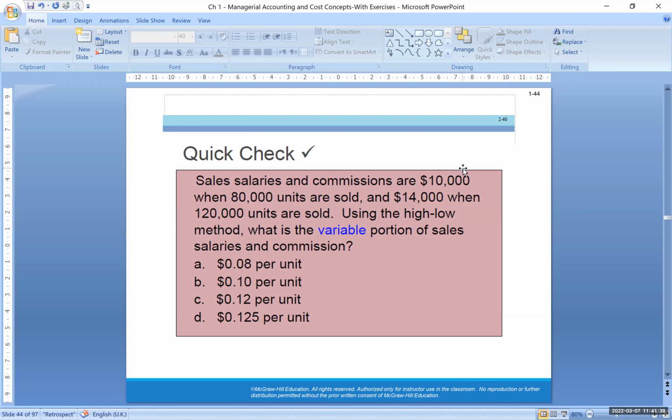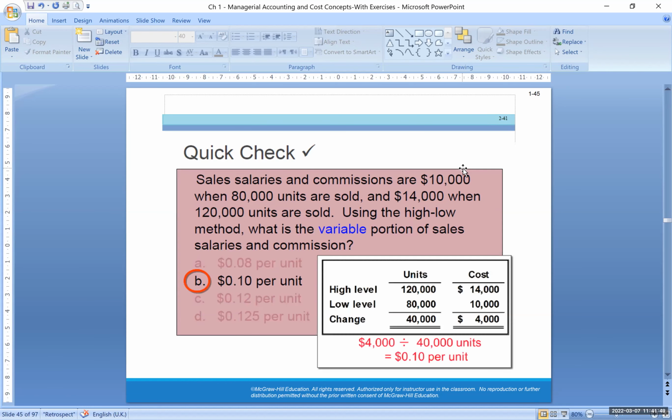So we have to say 14,000 minus 10,000 divided by 120,000 minus 80,000. This equals what? The cost change is 4,000 divided by the units or activity change, which is 40,000. So 4,000 divided by 40,000 units equals $0.1 per 1 unit, or 10 cents per 1 unit. This is the variable cost per 1 unit.